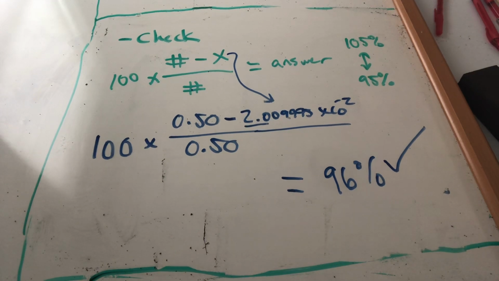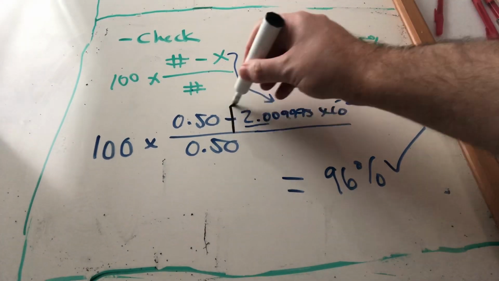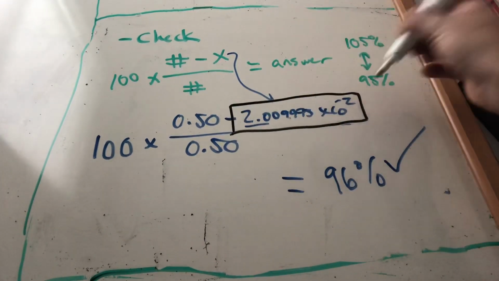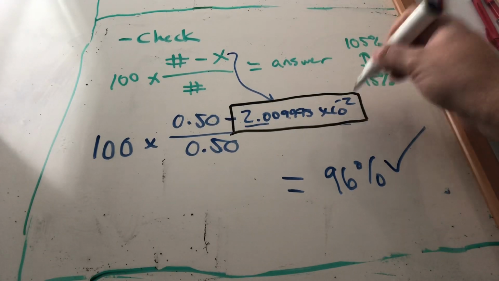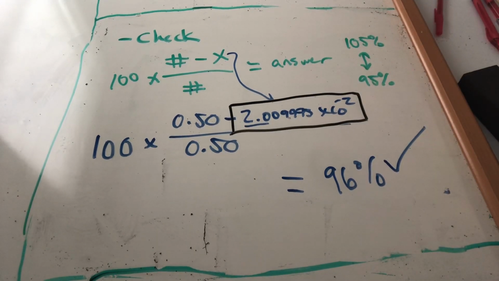And again, one last time, a few minutes ago when I was giving you this answer, I can't remember if I wrote down this 10 to the minus 2. Just make sure you understand that this is the answer to that last example that we did, right? 2.009975 times 10 to the minus 2.